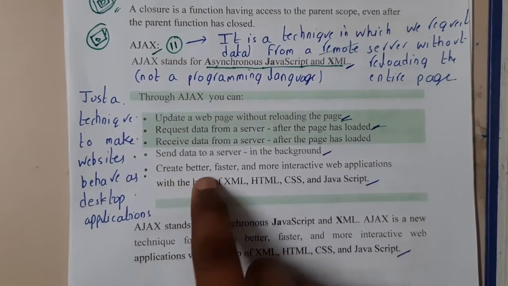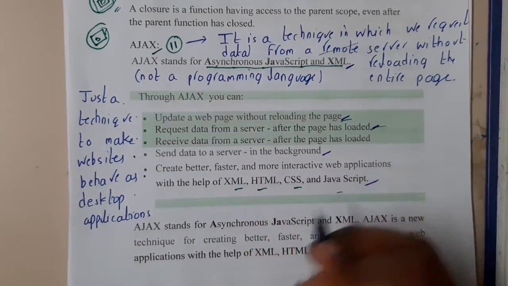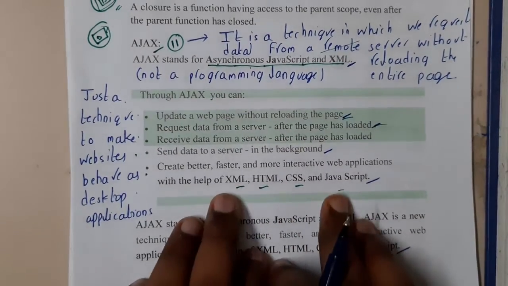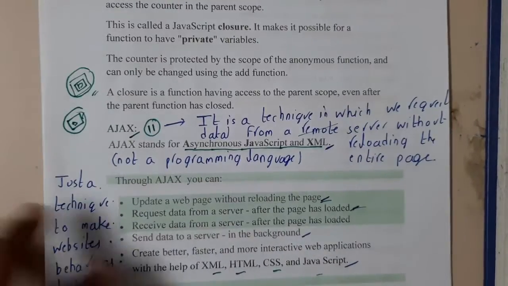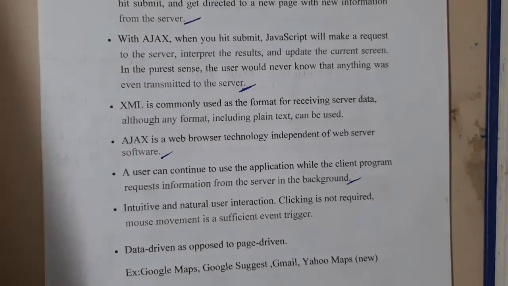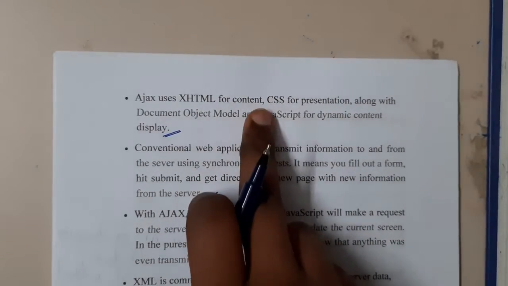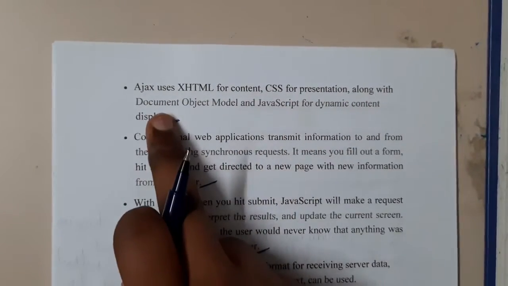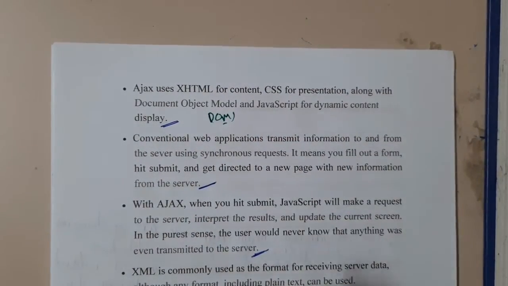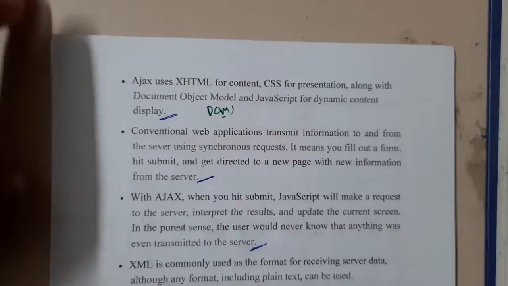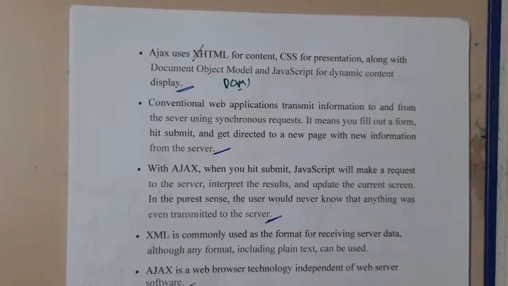It creates better, faster and more interactive web pages with the help of XML, HTML, CSS and JavaScript. Combining AJAX with this makes the website look really good and awesome, guys. Now let us go through some more points about AJAX. AJAX uses XHTML for content and CSS for presentation, along with the Document Object Model, that is the DOM. We discussed DOM also. And JavaScript for dynamic content. Similarly, you can even say HTML also, it works with HTML, there is no issue.